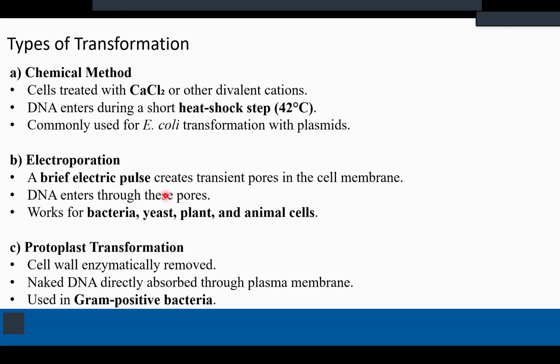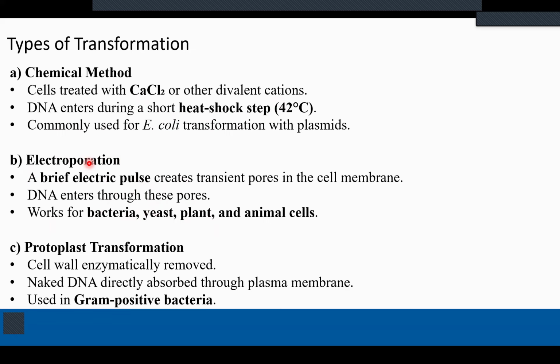Next is electroporation, where we are going to give an electric pulse to the cells. This electric pulse that we are giving to the cell will again disintegrate the membrane integrity. This can work for bacteria, yeast, plant, and animal cells. It is called electroporation because we are trying to create pores on the cell membrane using electric currents.